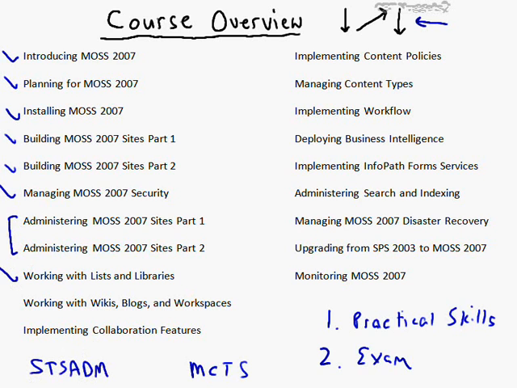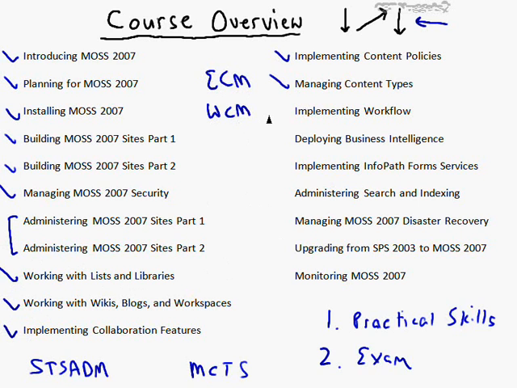Lists and libraries form the core of your information store in a SharePoint deployment. We need to understand how those work. And actually, this is foundational because we're going to be doing a lot more with lists and libraries through the rest of the course. For instance, we've got wikis, blogs, and workspaces, collaboration features, content policies. All that stuff supports what's called enterprise content management and web content management. More will be revealed on that as we go along, friends.